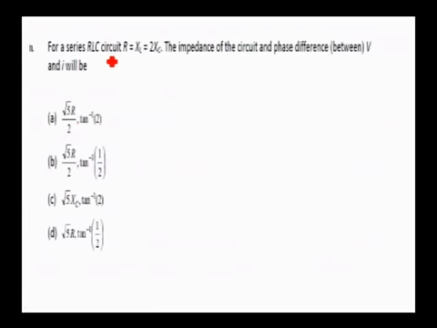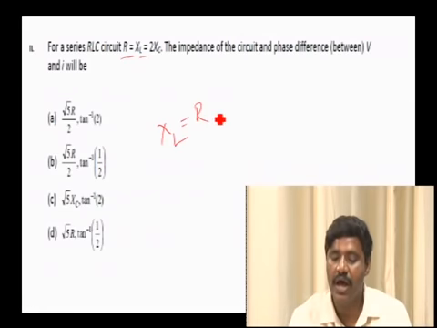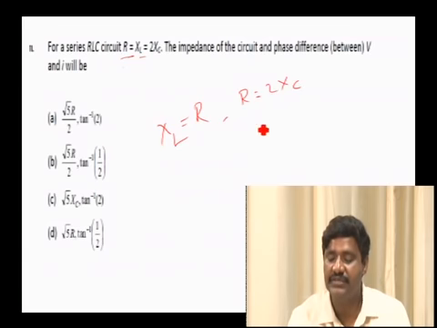For a series RLC circuit, R is equal to XL. That means I can take XL is equal to R. R is equal to 2XC. If R is equal to 2 times XC, then XC is equal to R by 2. So XL is R and XC is R by 2.